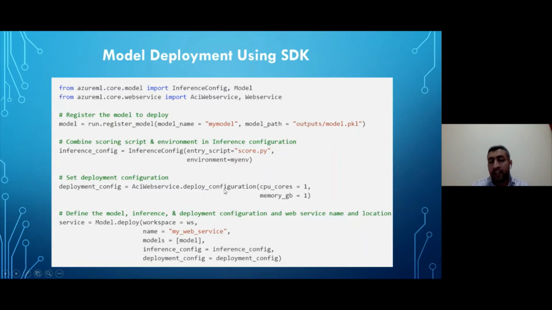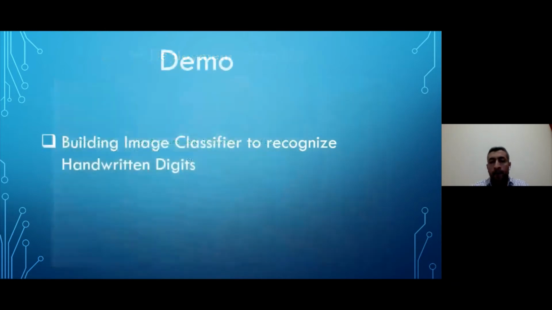And the deployment configuration defines what compute resources you are planning to use in your prediction environment. Here, for example, in the deploy underscore configuration, I decided to use one CPU core with one GB memory, okay, as a compute resource for this inference or for this prediction service. And finally, we are deploying the model as a web service. We get the web service name, and we can get the URL and use it anywhere, okay?